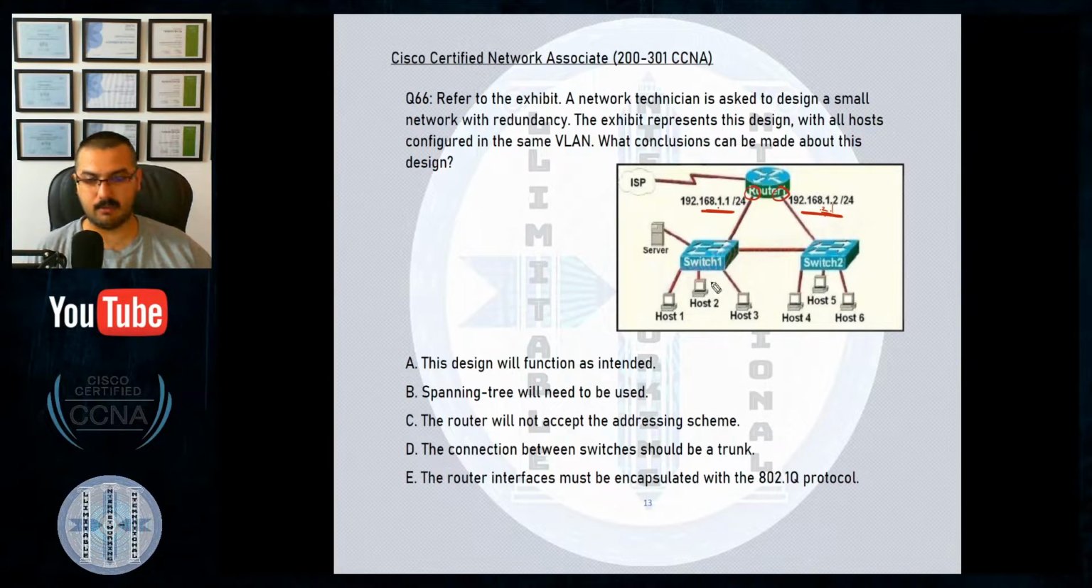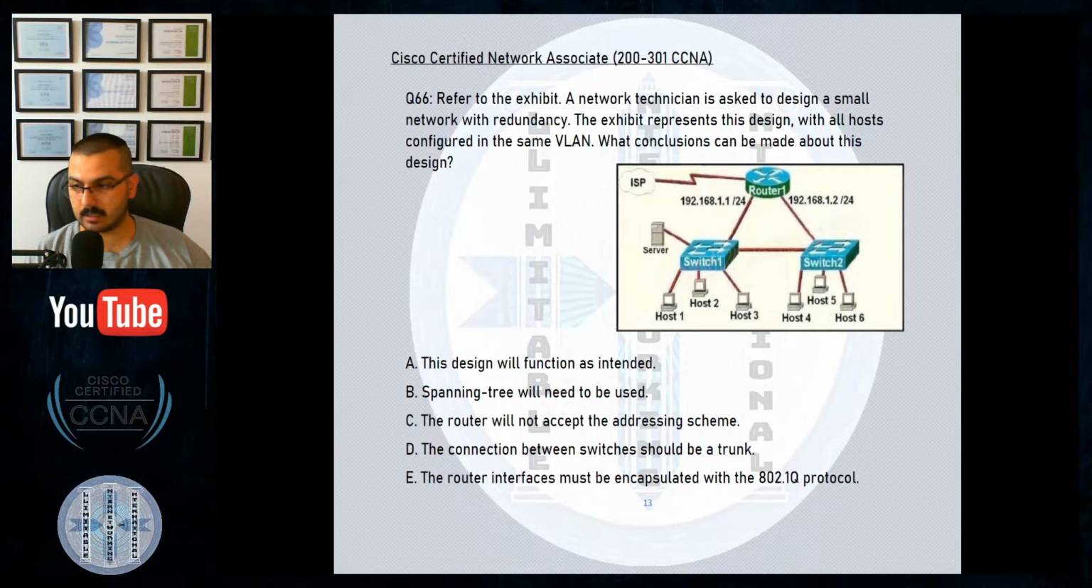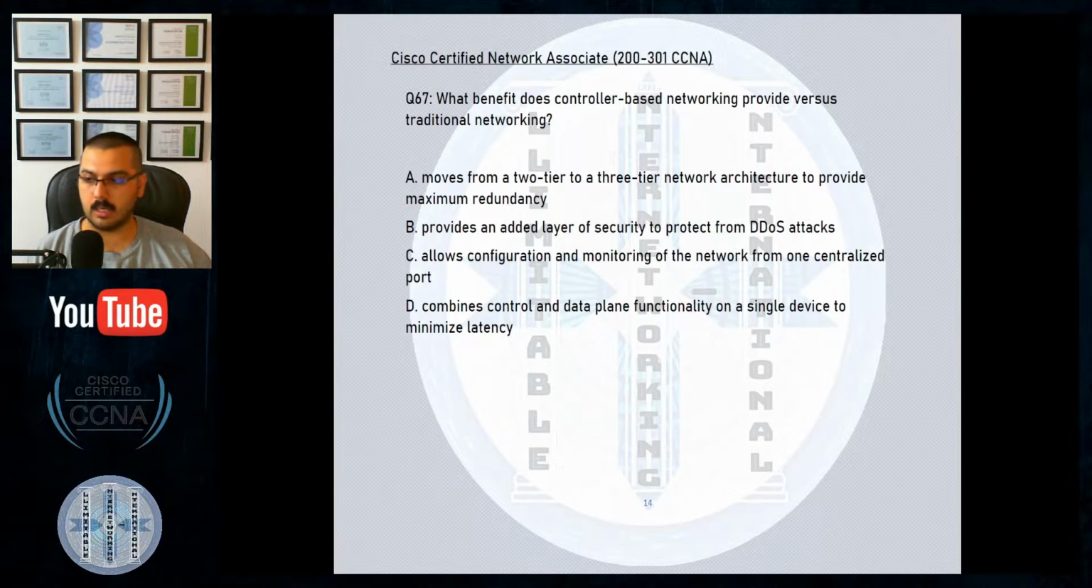Yeah, there is no such configuration at all. Okay, so the design will function? No. Spanning tree will be needed? No, as long as there are some layer 3 interfaces, we don't need spanning tree. The router does not accept the addressing scheme? Yes, because this is incorrect. The connection between switches, I don't care about it because all of them reside in VLAN 1. We do not need a trunk. The router interface must be encapsulated with .1q? No, because there is no trunking nor VLANs, so only the addressing scheme should be fixed at least in the beginning to make this design function.